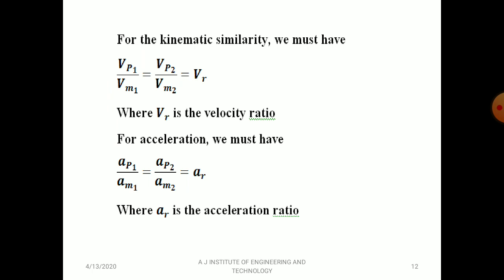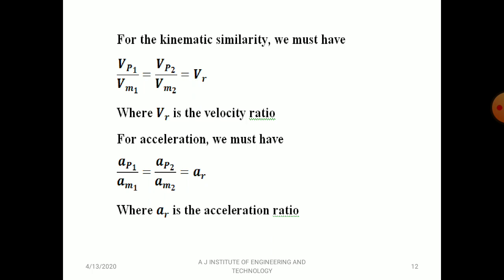That is, VP1 divided by VM1, with respect to point 1, is equal to VP2 divided by VM2, which is equal to VR, where VR is called the velocity ratio. So considering two points, for point 1 VP1 divided by VM1 should be equal to VR, and for point 2 VP2 divided by VM2 is again VR, the velocity ratio. Similarly, you can apply the same concept for acceleration. We must have AP1 divided by AM1, that is acceleration at point 1 in prototype to acceleration at point 1 in model, equal to the acceleration ratio AR.